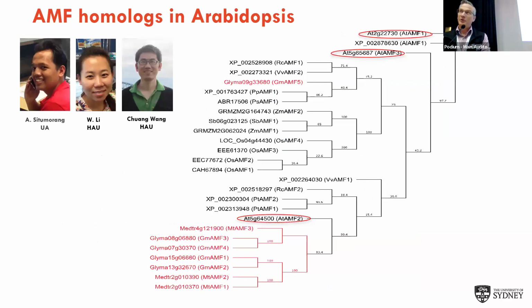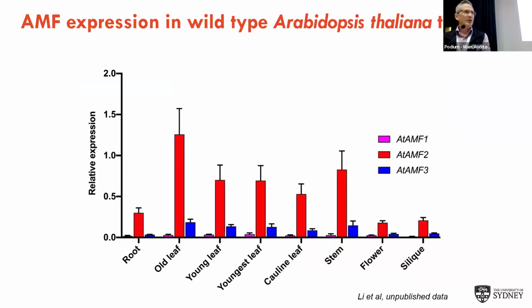We're interested in studying the structure function of what these proteins do, and so we've used the model system Arabidopsis, which has 3 AMF proteins present in the background of this plant. And when you look at the expression pattern of these AMFs, they tend to be expressed in older tissues, particularly AMF2, which you start to see its expression dominate as the plant cells get a bit older, but it's generally expressed in all 3 different cell types. And that also includes AMF1 and AMF3.